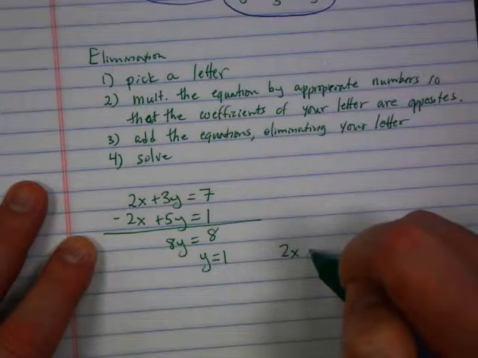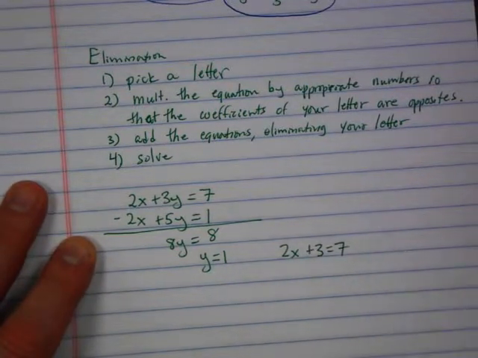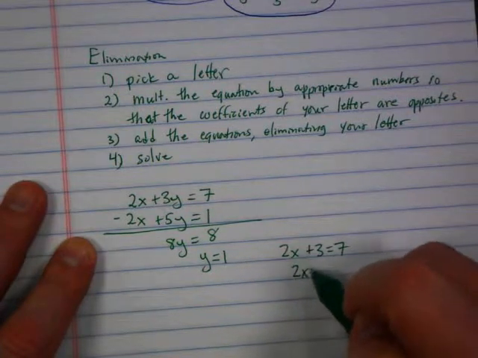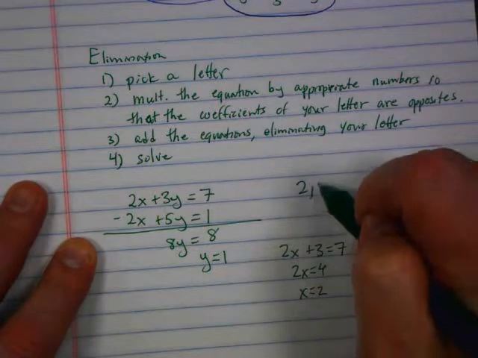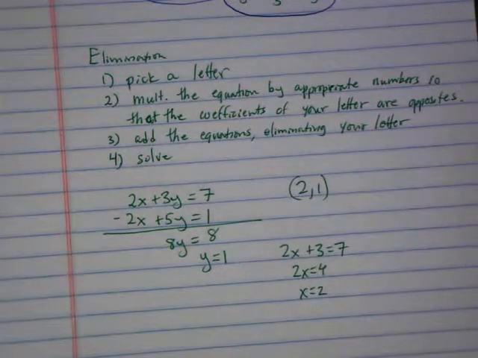2x plus 3 equals 7, because I plugged in 1. 3 times 1 was 3. So 2x is 4, x is 2. So my answer would be 2 comma 1. And notice, at any point anywhere, did I have to deal with fractions? No. And that's the big advantage of the elimination method.